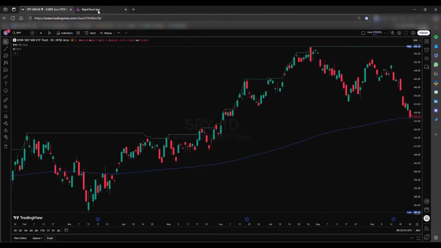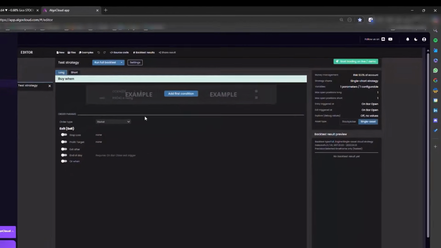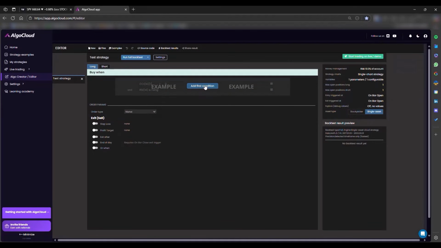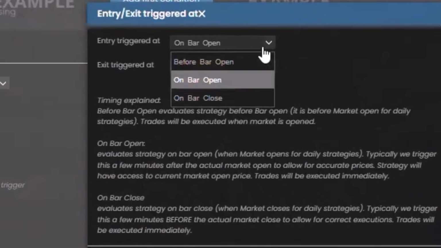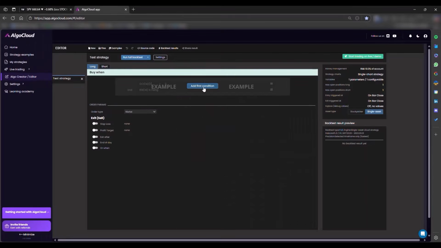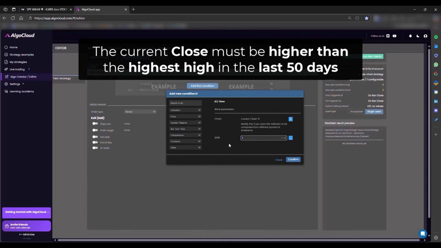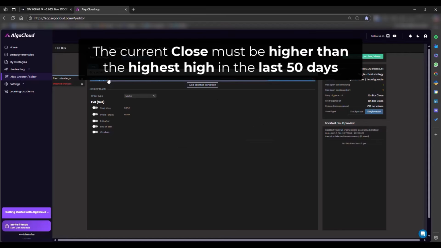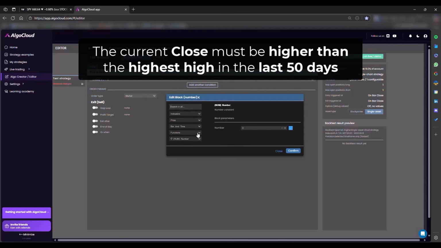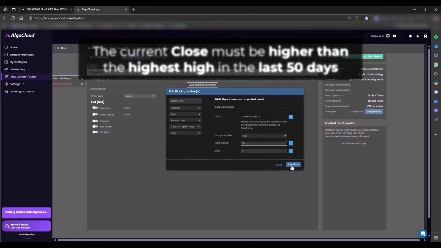Now what you have to do is go to Algo Cloud and click on Create New Single Asset Strategy. First, you have to switch tickers to on bar close. And then add the basic condition for entering the trade. The current close must be higher than the highest high in the last 50 days. This defines the moment when the breakout occurs and the strategy opens a position.